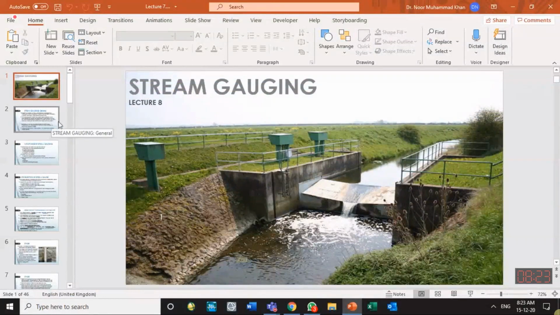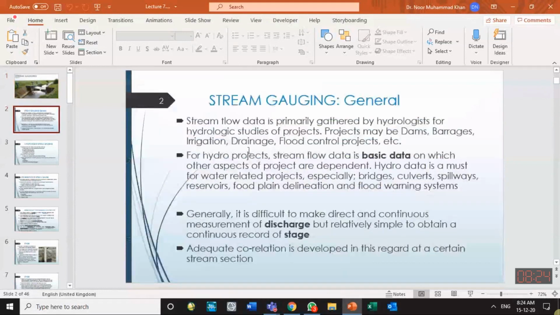So when we are saying stream gauging, it means some instrument which is installed on a stream for measurement of different parameters. Most important parameters which most of the stream gauge stations have are stage measurement, discharge measurement and sediment measurement, and nowadays water quality parameters are also getting more and more importance, so those are also being measured. So this lecture will be talking about how to measure these parameters.